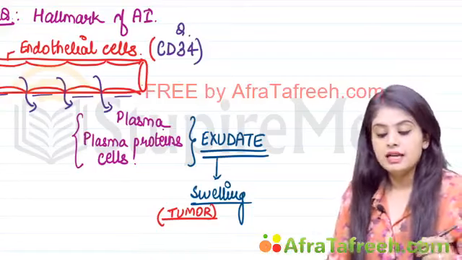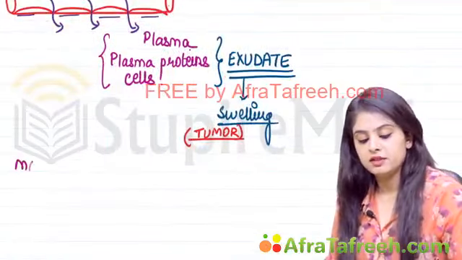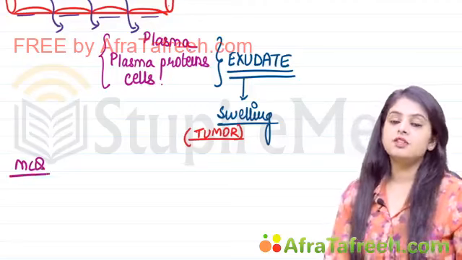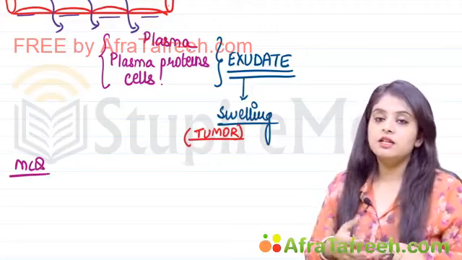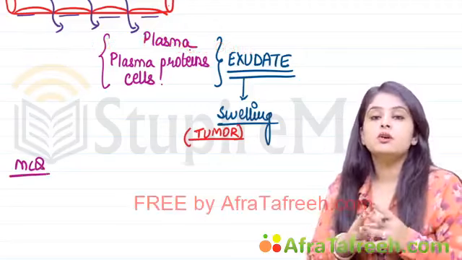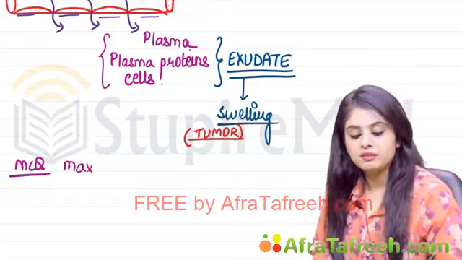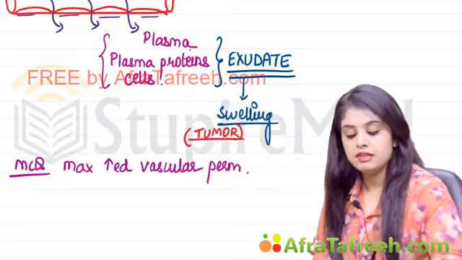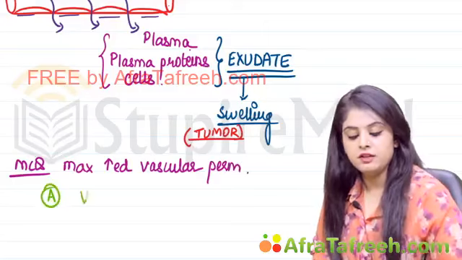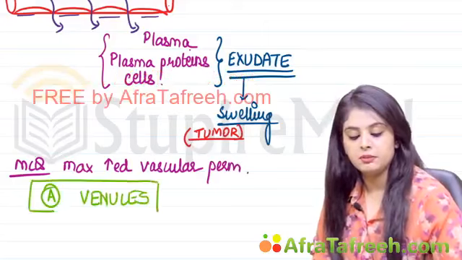Very important. Now there is one more MCQ that is a favorite with the examiners. We just discussed that vascular events will occur in arterioles, in capillaries and in venules. But if they ask you out of these three also, which is the vessel which is maximally going to show? So maximum increased vascular permeability is seen in which vessel? Remember, the answer to this will be venules. Venules are going to show maximum increase in the vascular permeability.